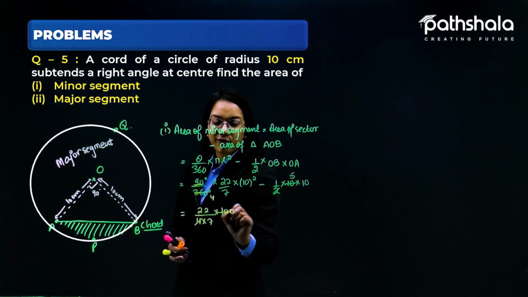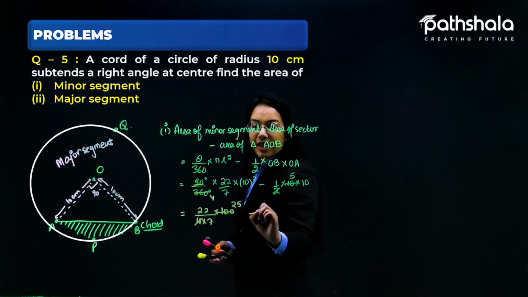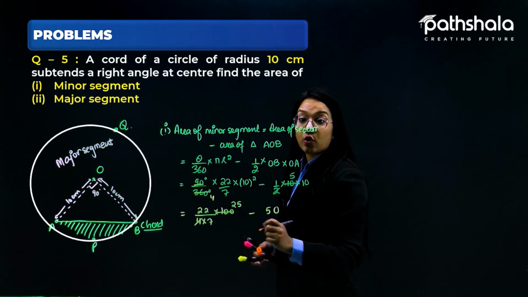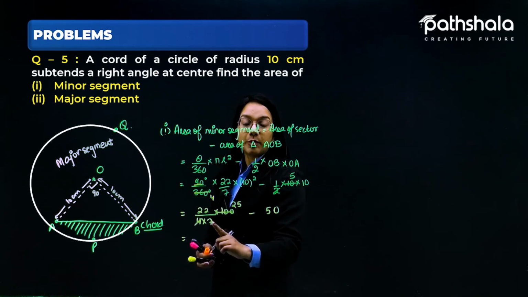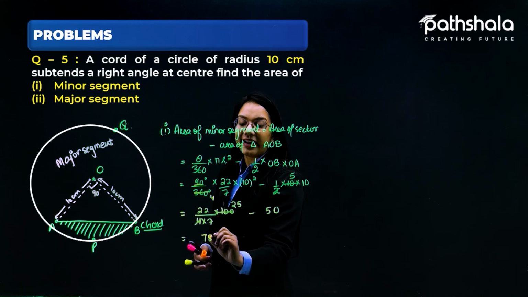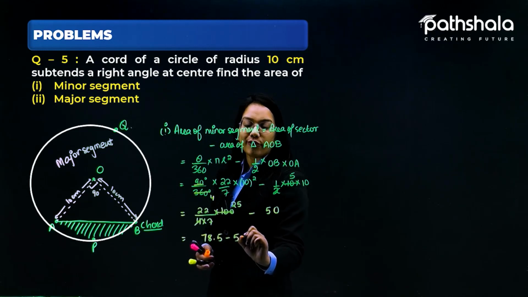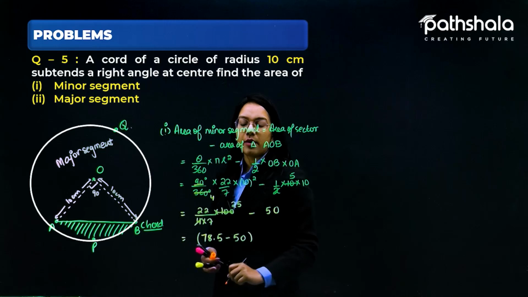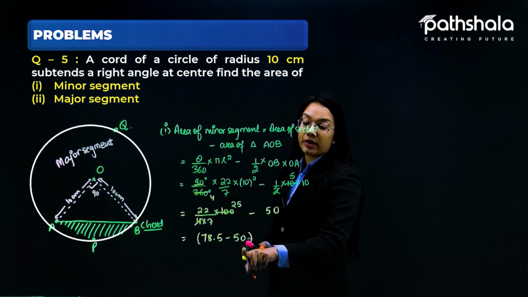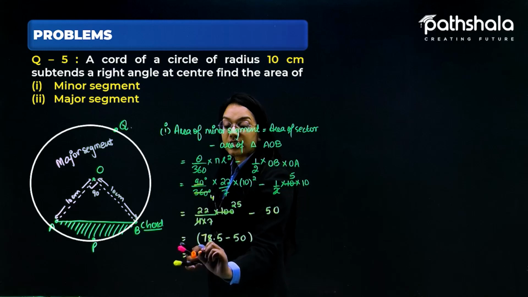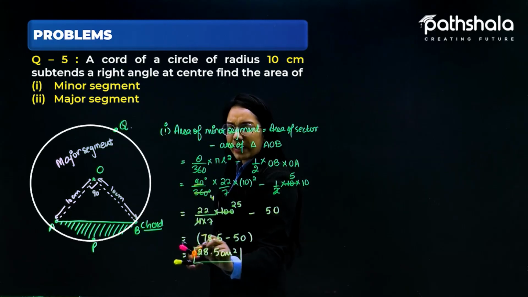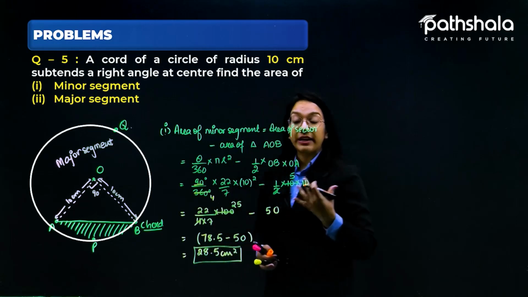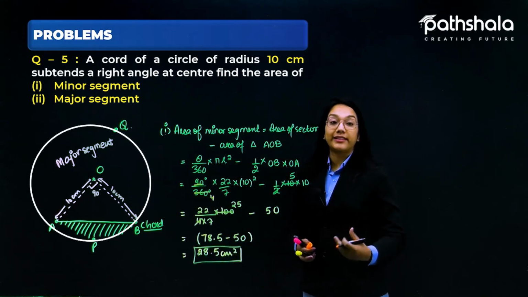So this would be nothing but 4 and this would be nothing but 25, minus this is nothing but 50. When you sort out this particular value, we have 22 into 25, and when you divide this by 7, you will get the answer as 78.5 minus 50. So this is the value that we are getting at the end. When we subtract both of these values, we will get the answer as 28.5 centimeter square. We have the units as centimeter, this is centimeter square. So hence at the end we are getting the area of the minor segment as 28.5 centimeters square.